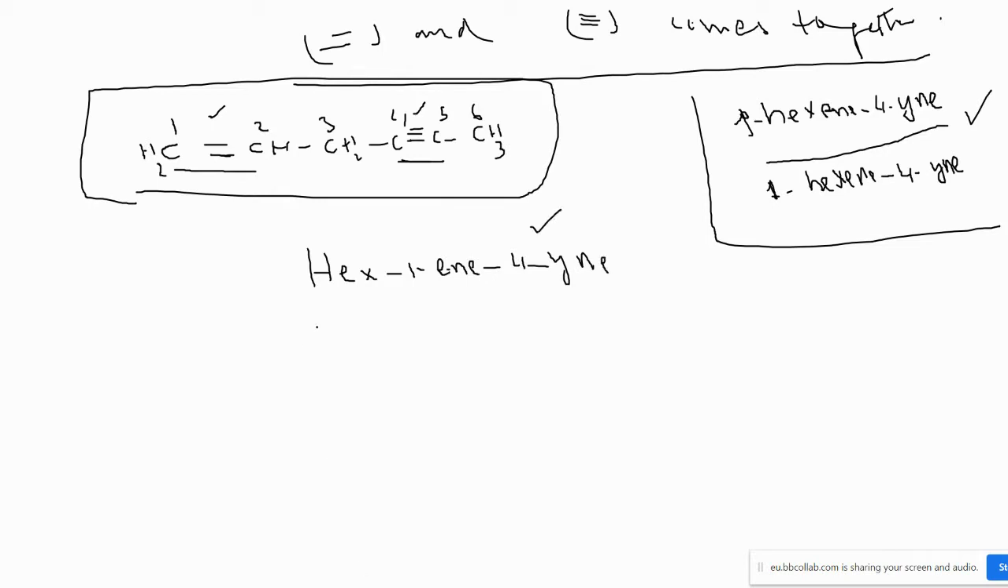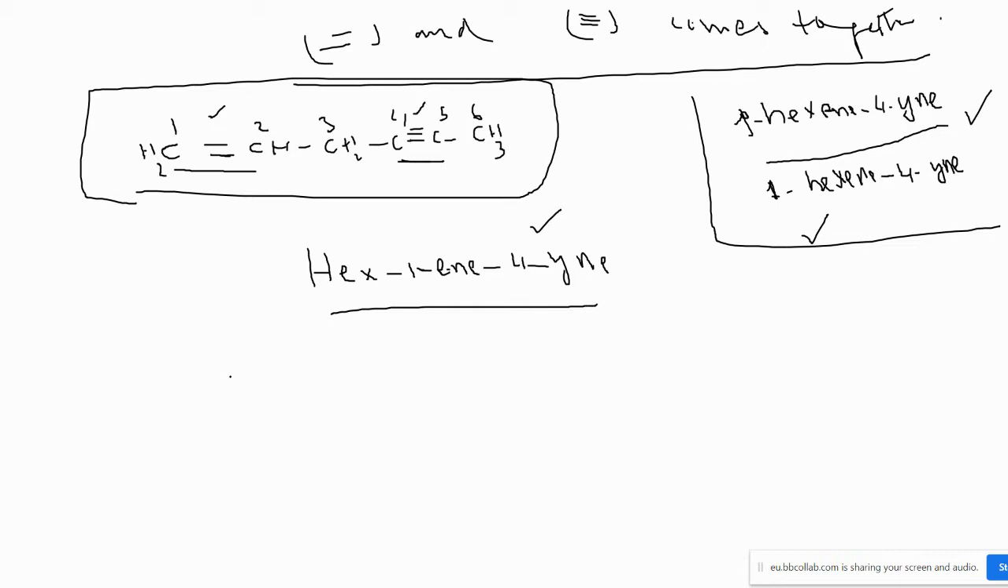Correct. Hex means 6 carbon. 1 ene means the position of the double bond is in carbon number 1, and 4 yne means the position of the triple bond is in carbon number 4. Hex 1 ene 4 yne. Or you can use this one, 1 hexene 4 yne. This is the same. Hex dash 1, then what? Then second dash, ene dash 4 dash yne. Yne for the triple bond, ene for the double bond.